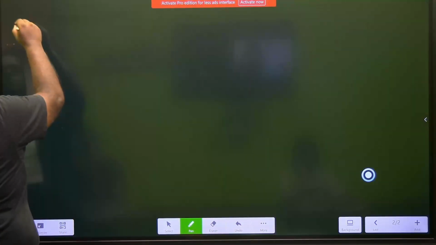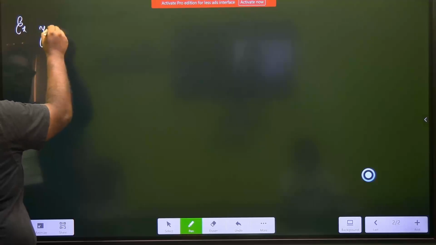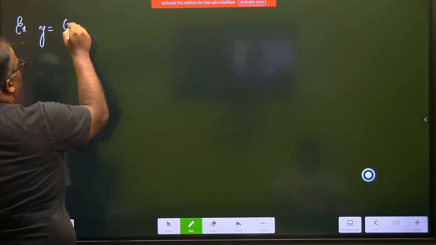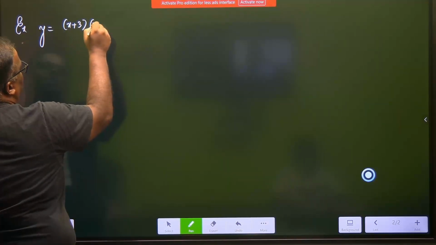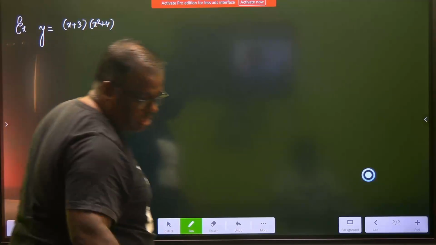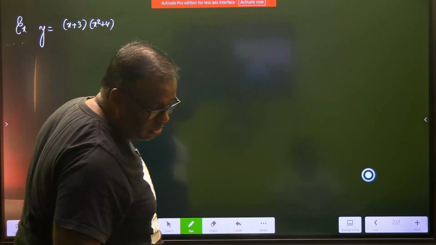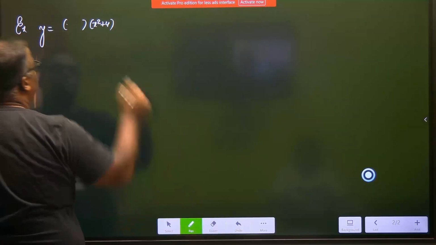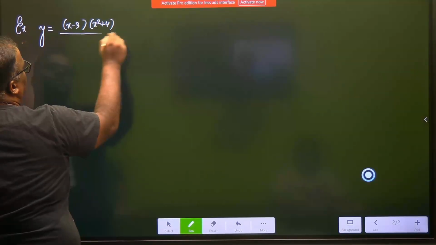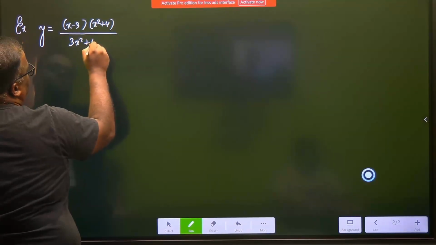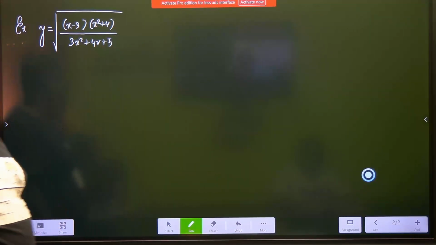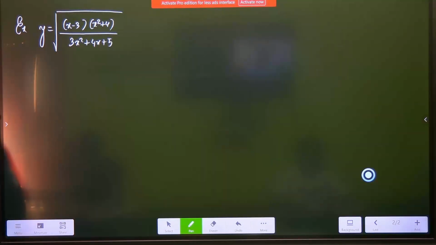Let's take an example, the book example. Let's say this is x minus 3, times x squared plus 4, divided by 3x squared plus 4x plus 5, and the entire thing is under a root. We have to differentiate this. If you differentiate it the standard way, you will spend the whole day and not end up with anything. It will be highly complicated.